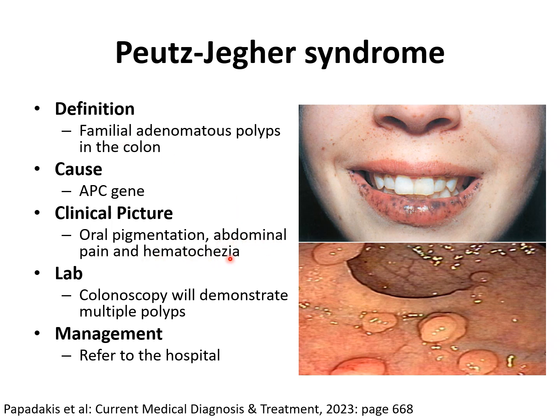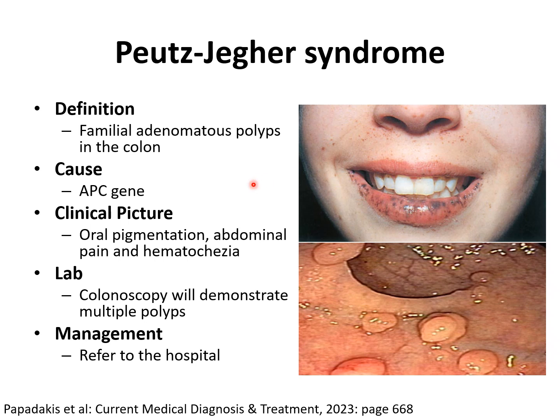There's going to be bright red blood in the stool, and when you examine the oral cavity, you're going to find this darkish brown black pigmentation of the mucosa on the inside of the lips and the cheek and the gums. And the combination of the oral pigmentation, abdominal pain, and hematochezia makes the diagnosis of Peutz-Jeghers syndrome.